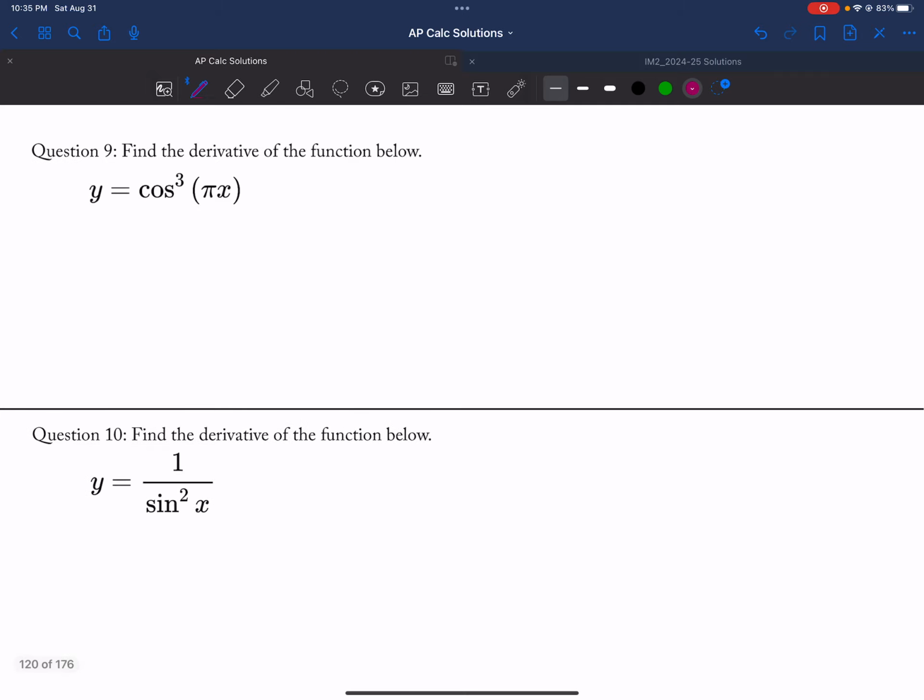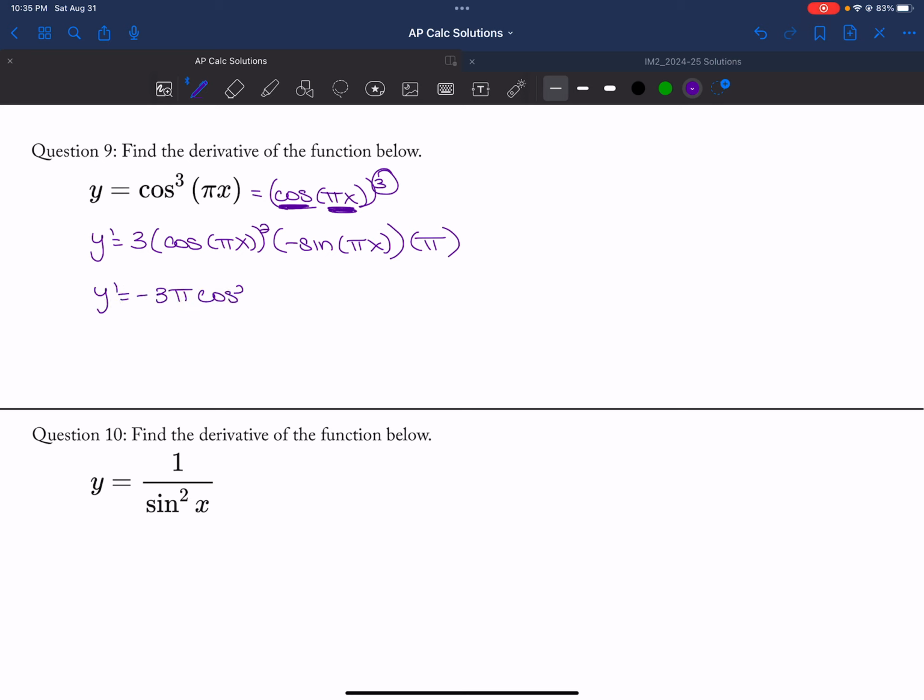Okay. And then 9, again, cosine of pi x, and this is cubed, so then y prime is 3 cosine of pi x to the second power. That takes care of this. Now I have to work my way inward, which is negative sine of pi x. That's the derivative of cosine here. And then one more inside of pi. And then I got to clean it up. So y prime is negative 3 pi cosine squared pi x sine pi x.